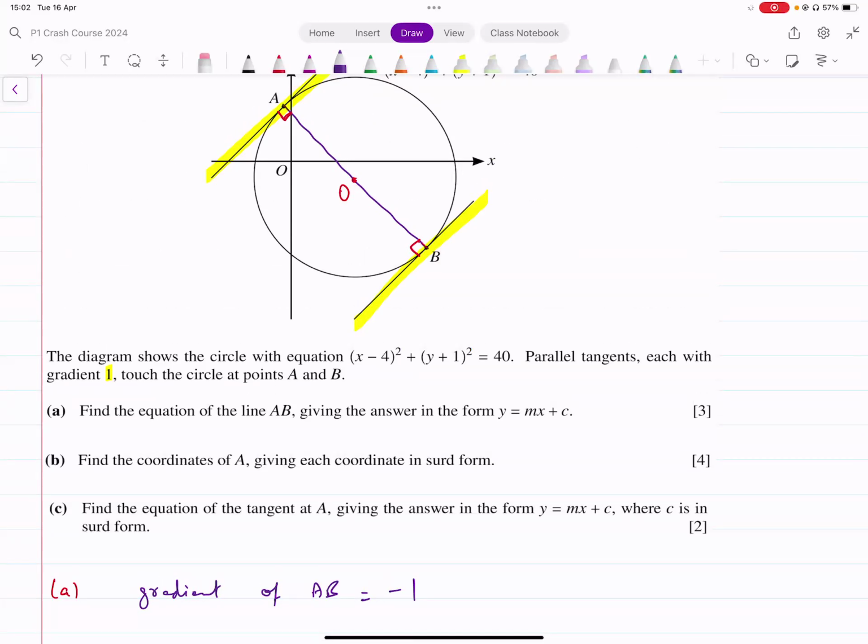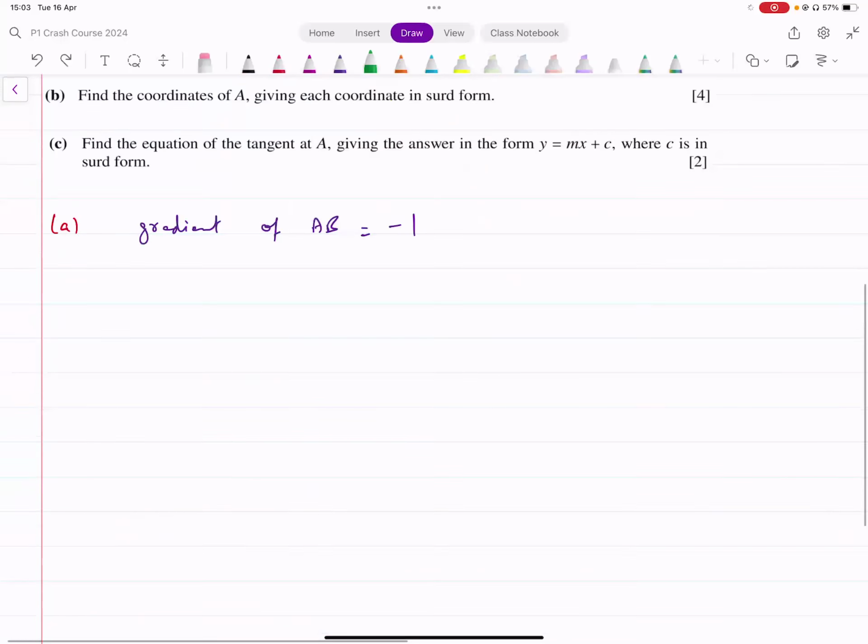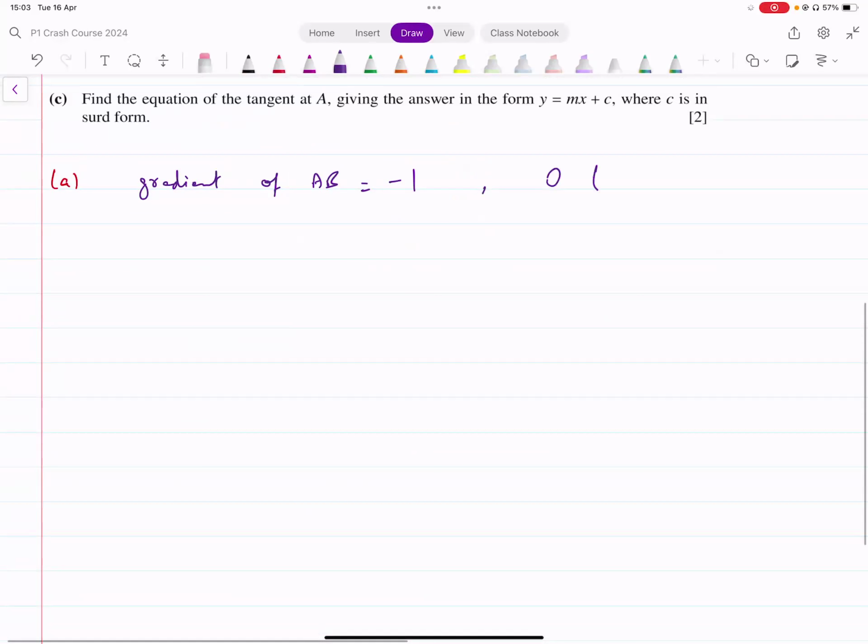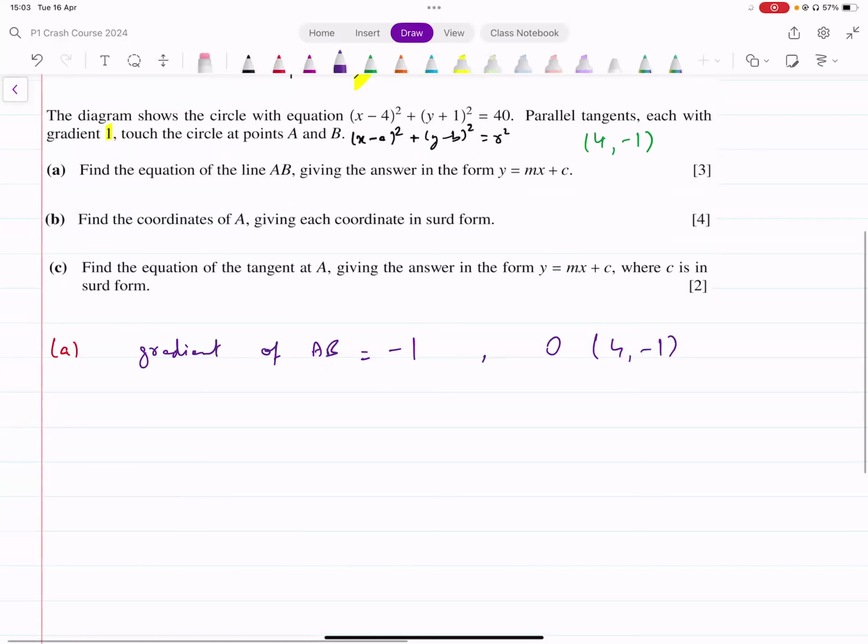Now, since it passes through the center, we know the equation of the circle. What's the center of the circle? Can we figure out the center of the circle from this equation? We can. Compare it with the standard form: x minus a whole squared plus y minus b whole squared equals r squared. What's the center? The center's coordinates are going to be 4 and minus 1. You just flip these signs. Minus 4 becomes 4, plus 1 becomes minus 1. These are the coordinates of the center of the circle. Okay? So the point O has these coordinates, 4 and minus 1, and the point O lies on the line AB.